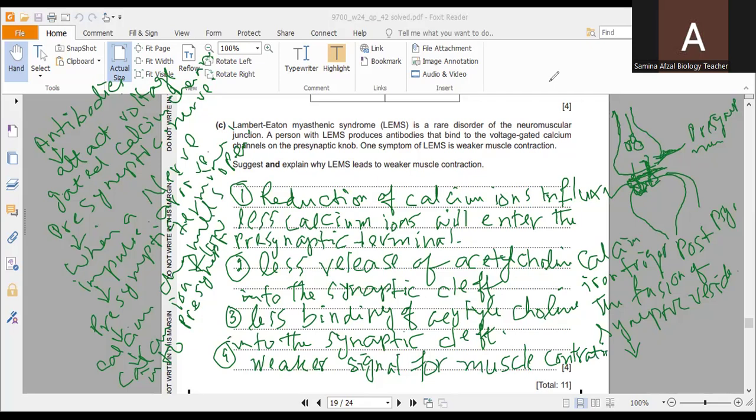So, therefore, LEMS leads to weaker muscle contraction because the antibodies interfere with the crucial steps of calcium-dependent acetylcholine release at the neuromuscular junction. The antibodies attack the voltage-gated calcium channels. What happens after that? Due to the reduction in calcium ion influx, there will be less release of acetylcholine, and due to less release of acetylcholine, less binding of acetylcholine will take place, and a weaker signal for muscle contraction will be produced. So in this way, LEMS leads to weaker muscle contraction.